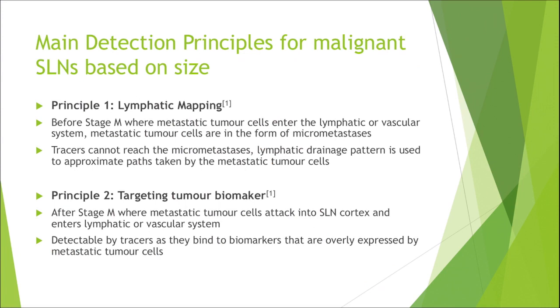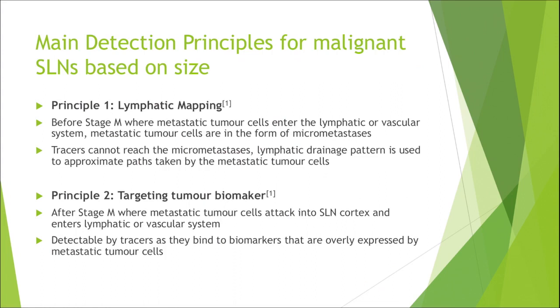It is important to note that this technique does not specifically target metastatic cells, but identifies potential metastatic cells and suspicious cells. If the disease has already progressed into stage M and macrometastases have entered the vascular or lymphatic system, they can now be imaged by attaching tracers to overexpressed biomarkers that are only carried by metastatic cells.